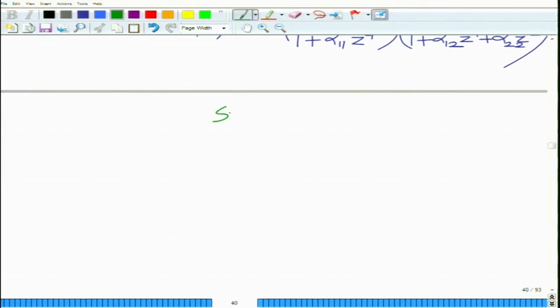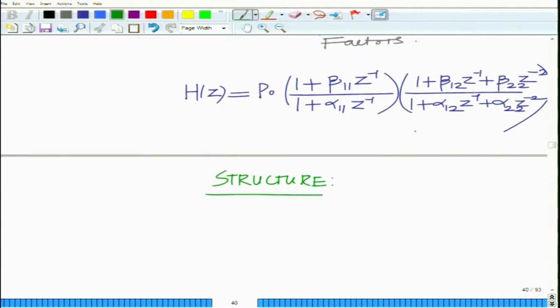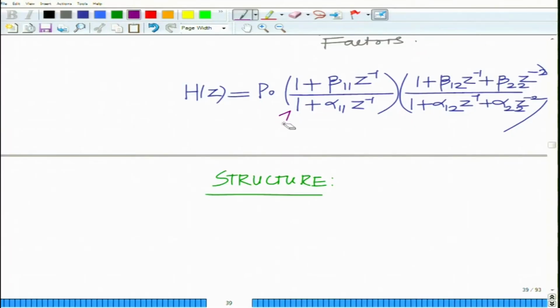The structure for this, you can see, is a cascade of several terms, several first order and second order terms. So, we have p naught times a first order term times a second order term. This is the constant gain p naught, this is your first order term, and this is your second order term.